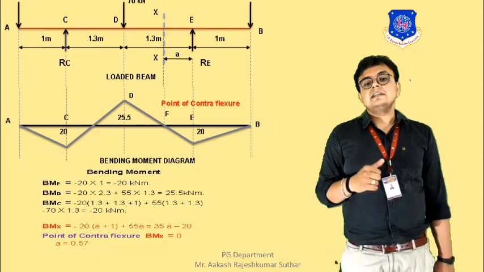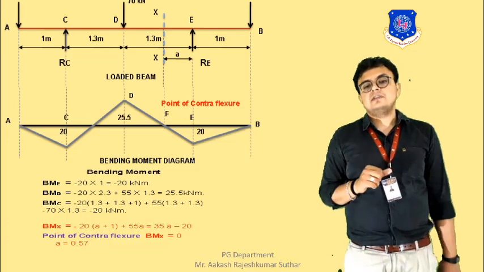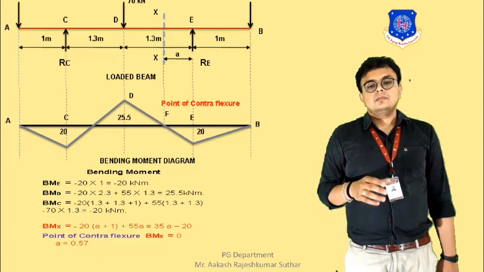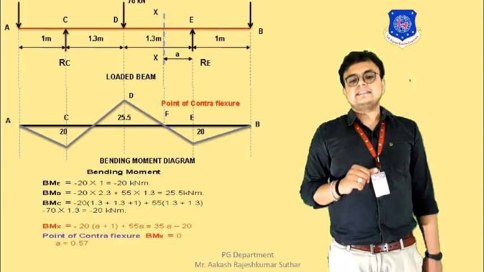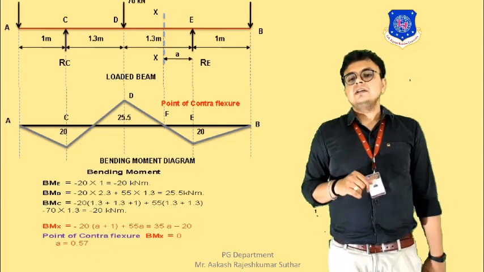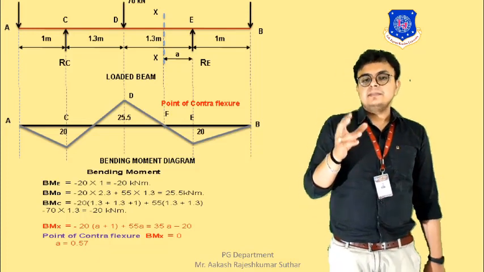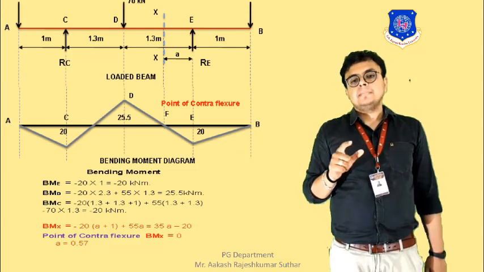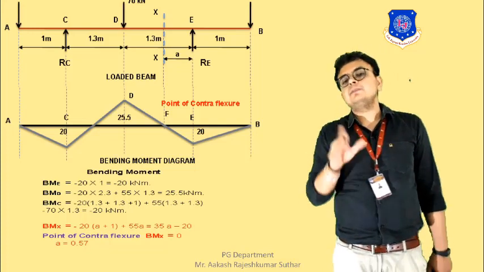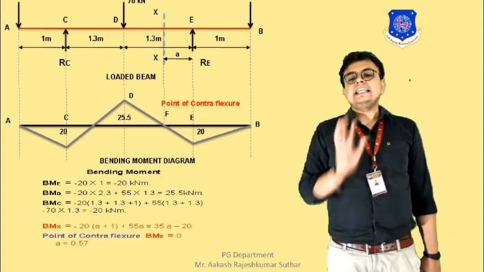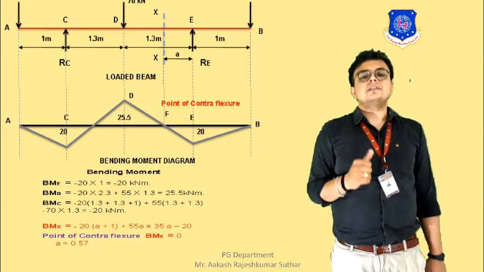Now you can see that there is a point of contraflexion. We are designating it as x. So basically, we want to find what that distance is. It is in span DE, and we are considering it at a distance a from point E in the span DE. So we need to find the distance, the value of a.